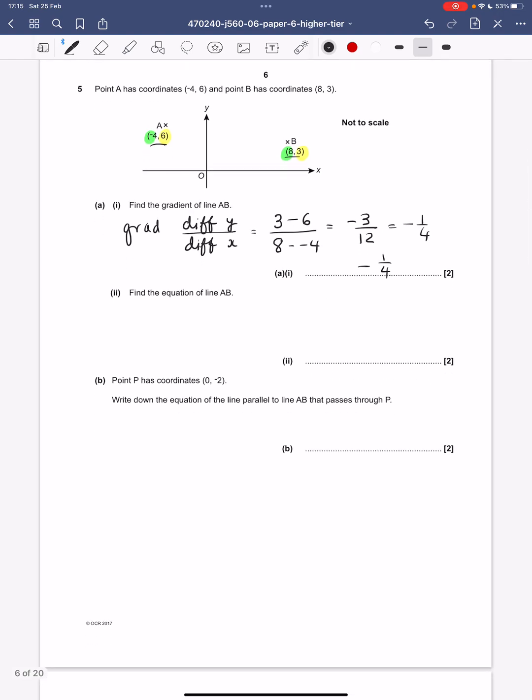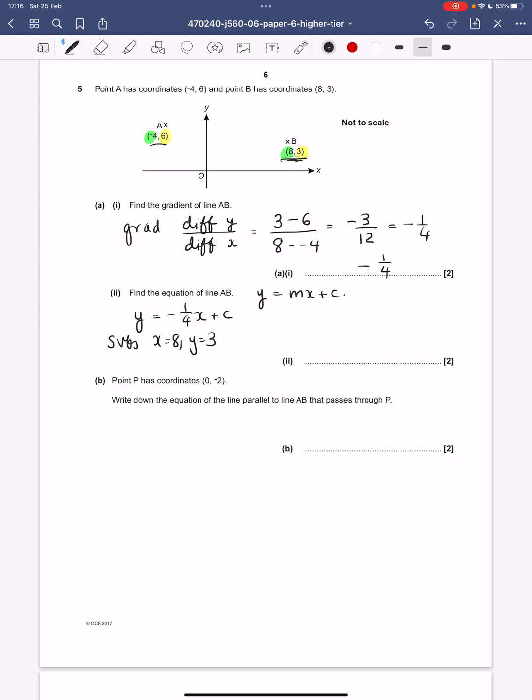Equation of the line AB. Well, when we've got the gradient, remember it's y equals mx plus c. So you've actually got y is minus a quarter x plus c. Any straight line can be written like this, and the m is minus a quarter. Then we need to find the c, so we substitute x is 8, y is 3, which is there, look.